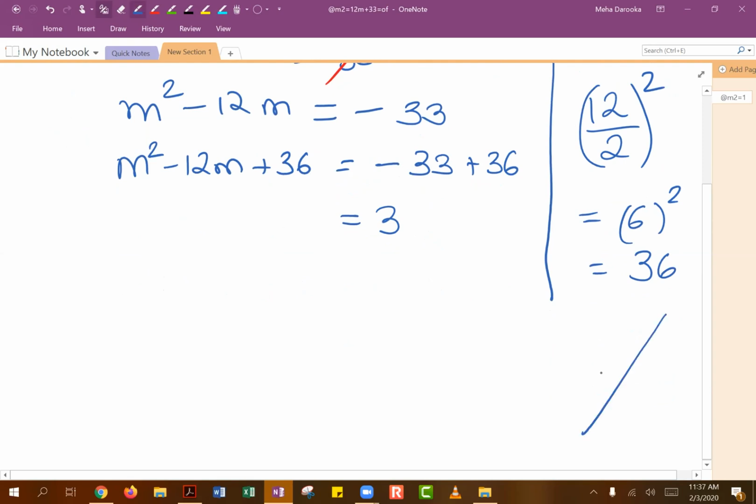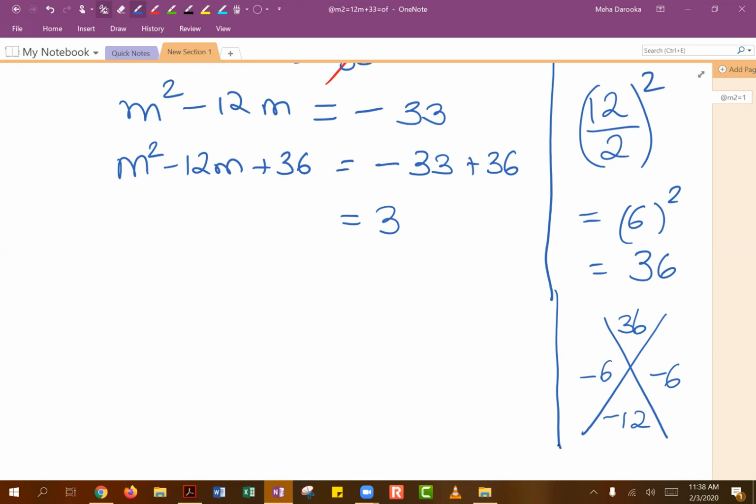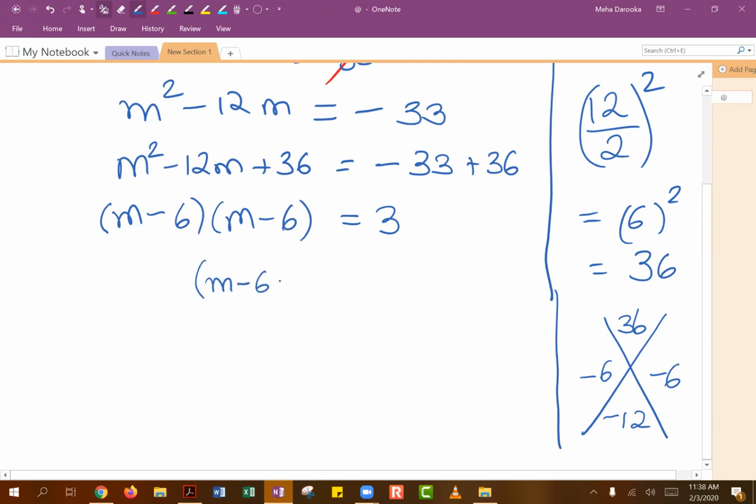Think about it again. Remember, we had done this. Two numbers that multiply to give us positive 36, add up to give us negative 12, which means both numbers would have to be negative 6 and negative 6, right? Negative times negative gives you positive. So 6 times 6, 36. Negative 6 plus negative 6 is negative 12. So this will factor into m minus 6 and m minus 6. Or we actually prefer to write it as m minus 6 squared equals 3.